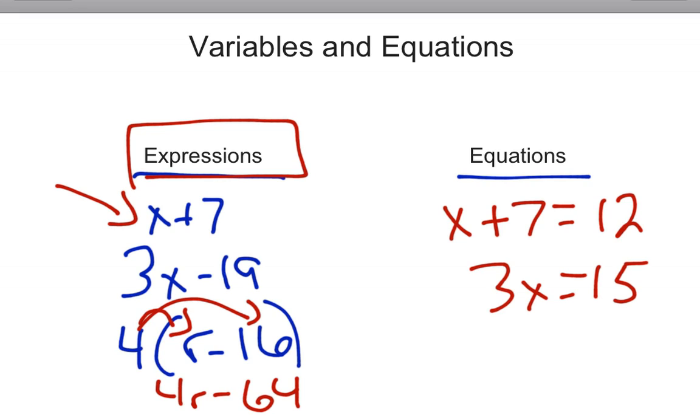With an equation, since they go ahead and tell us what the answer is, they're telling us that x plus 7 equals 12. What we're going to be able to do today is just using mental math. We can figure out what x is, because we can say what number plus 7 equals 12, and we'd be able to figure out on our own that x has to be 7, because 5 plus 7 equals 12.